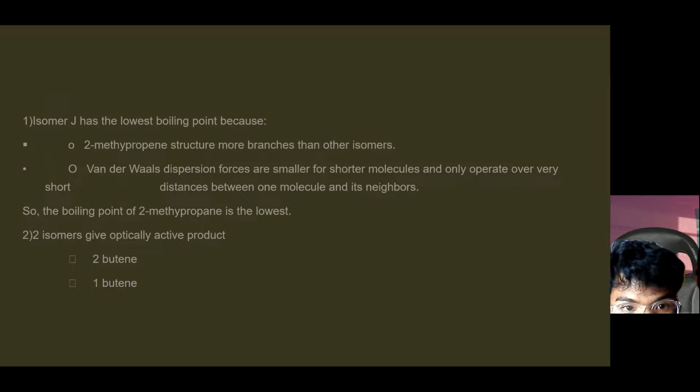Isomer J has the lowest boiling point because firstly, 2-methylpropene has a more branched structure than the other isomers, and secondly, van der Waals dispersion forces are smaller for shorter molecules and only operate over very short distances between one molecule and its neighbors. So the boiling point of 2-methylpropene is the lowest. The second question is, what are the two isomers that give optically active product? My answer is firstly 2-butene and the second one is 1-butene.